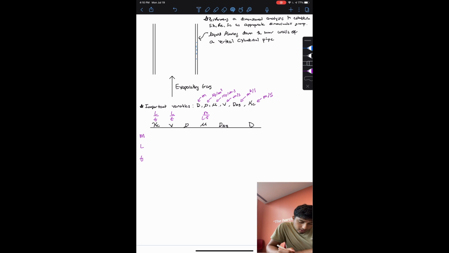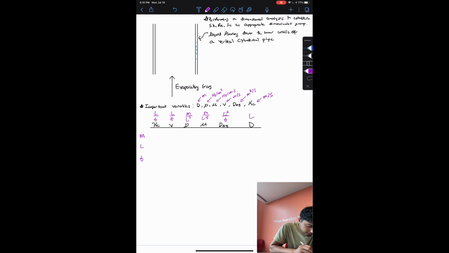The viscosity is mass over the length multiplied by time. And for the density, the density is mass over L, length to the third power. We have L squared over time for the diffusivity. And we have L, just for the length.